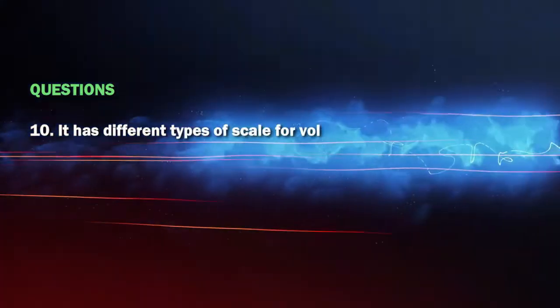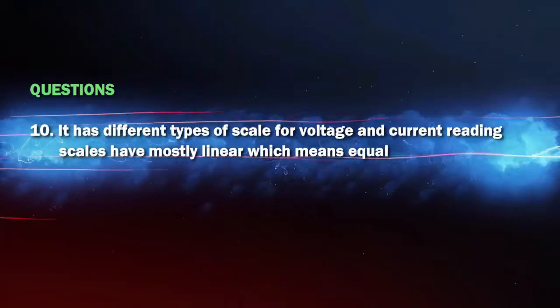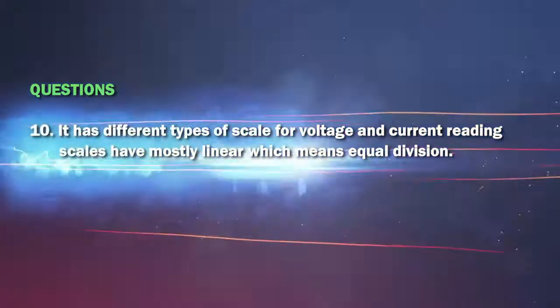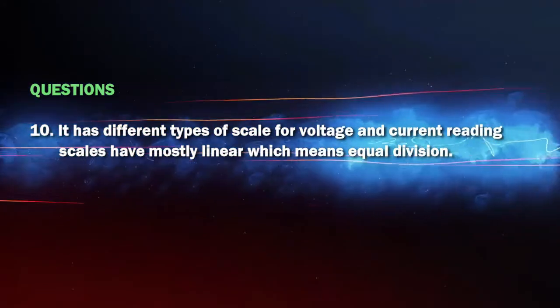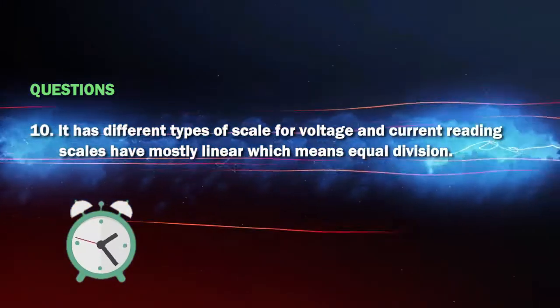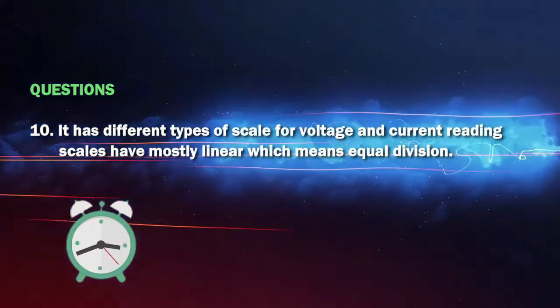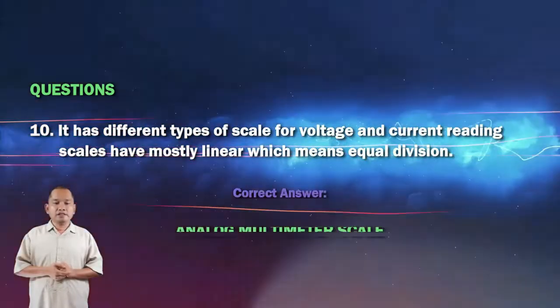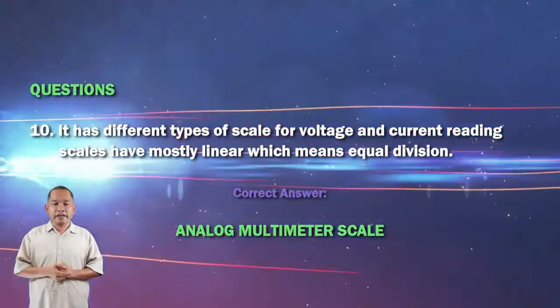Tenth question. It has different types of scale for voltage and current reading, scales have mostly linear, which means equal division. Time's up! The answer is analog multimeter scale.